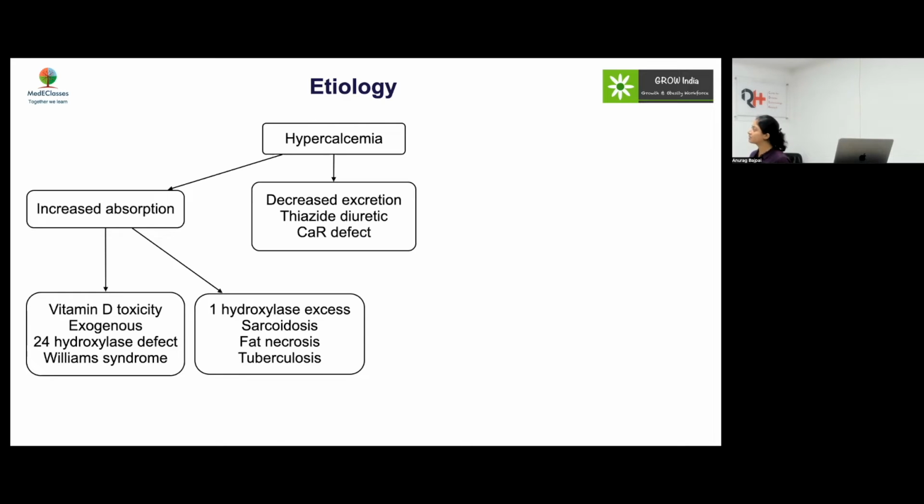A minor role is played by the kidney, wherein decreased calcium excretion can result in hypercalcemia, which is commonly seen with prolonged thiazide diuretic intake. Decreased excretion is also seen with a calcium sensing receptor defect, which could be because of an inactivating mutation in the calcium sensing receptor or antibodies to the calcium sensing receptor. Moving on, the third cause of hypercalcemia is disordered bone turnover.